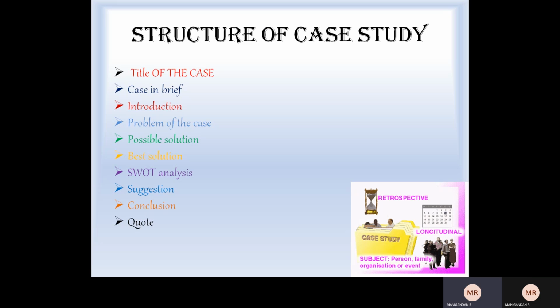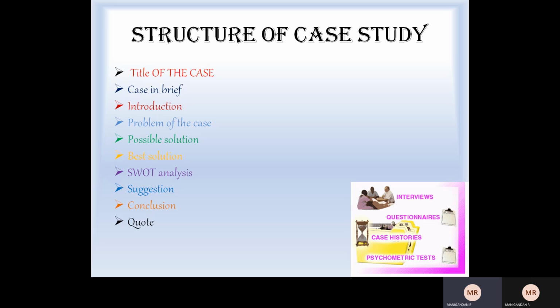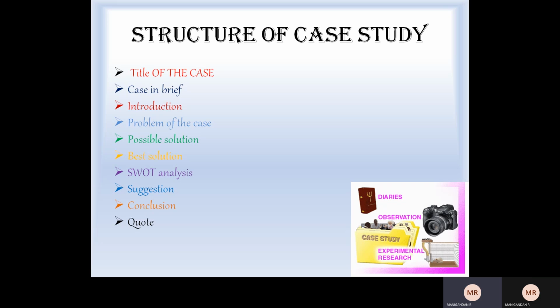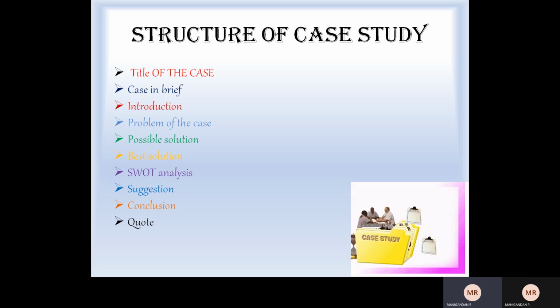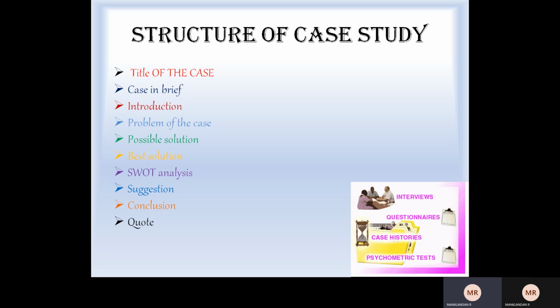And the next thing is the suggestion. After completing the best solution and SWOT analysis, finally you can say in your own words: I am in this position in this case, I can solve this problem this way, I can use this method. You can suggest that. And finally, the conclusion.